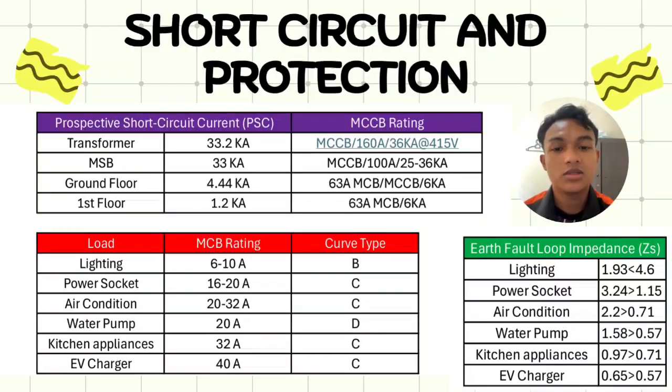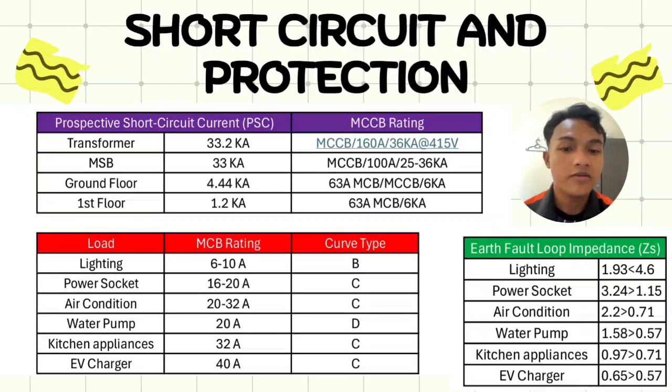We'll be using the MCCB rating of 36 kA. And for the ground floor and first floor DB, we'll be using the PSC of 4.44 kA and 1.2 kA, which is lower. So we'll be using the MCB rating of 63 A MCB and the 6 kA breaking capacity.